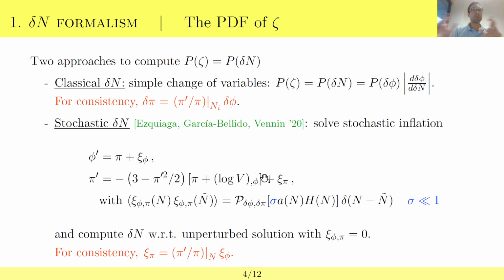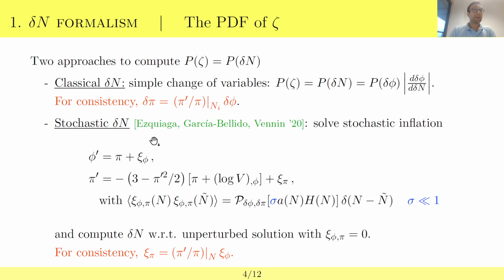Once we have computed this nonlinear relation between curvature perturbation and inflaton perturbations using the delta N formula, here is where the two formalisms arise to compute the PDF of zeta. In the classical delta N formalism, we simply perform a change of variables in the PDF of zeta.